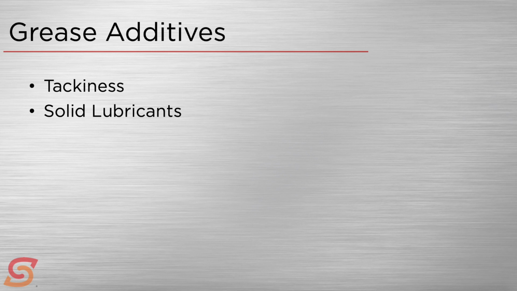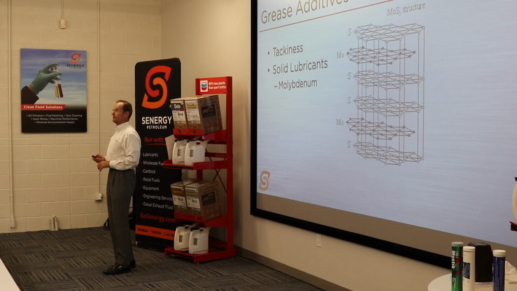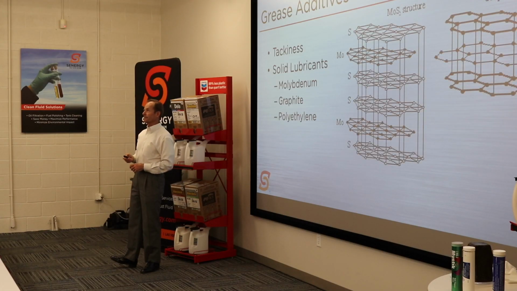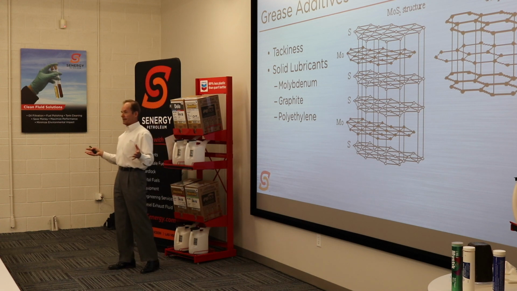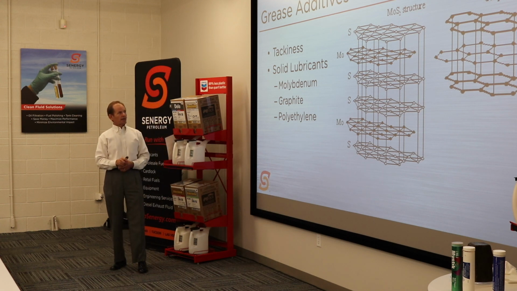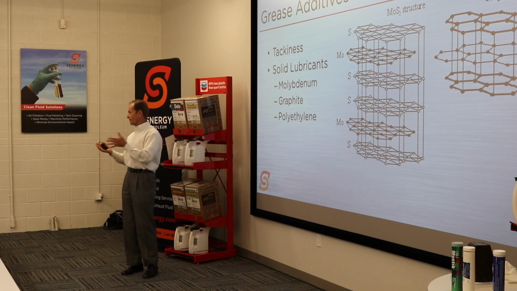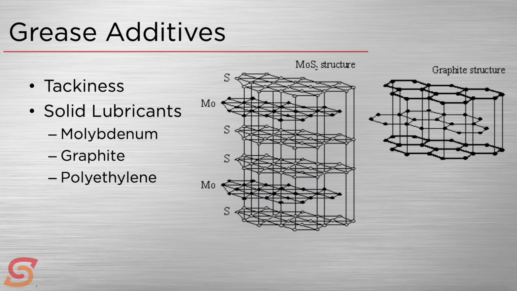Okay, this is the graphite and the moly. We've got moly and graphite and polyethylene, which is actually plastic. And these graphite and moly, these are physical solids that are in the grease. And on a molecular scale, you can see how they exist in these plates, okay?